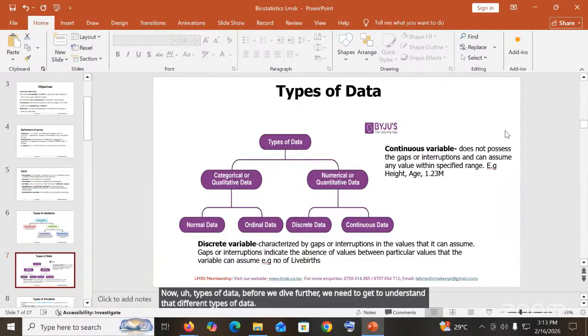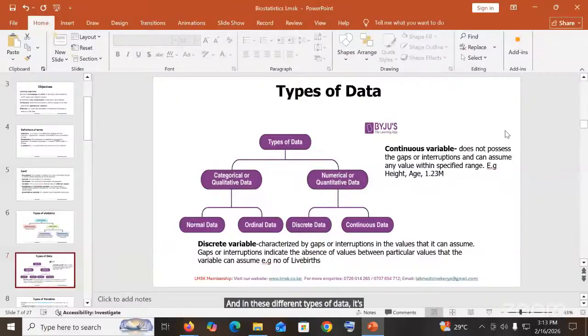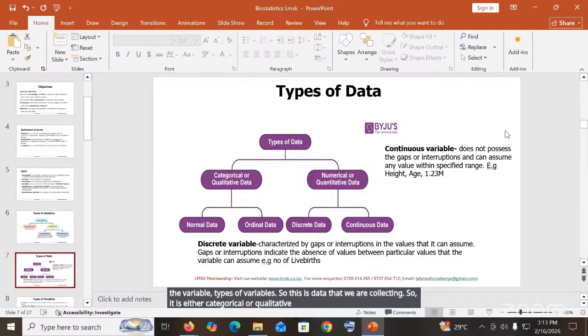In these different types of data, it's important to know that, one, we have categorical or qualitative data. Just as we said, the types of variables. So this is data that we are collecting. It is either categorical or qualitative data, or we can have numerical or quantitative data. Some will call it numerical data or quantitative data. Within this, we have what we call nominal data, which comes from the word nominal. Then you have the ordinal data. Then you have the discrete data. And then you have the continuous data under the numerical. So categorical, we can either have nominal data or ordinal data.